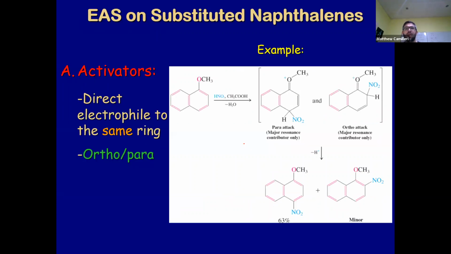Okay? Now, so then, if you have a substituted naphthalene, what happens? If you have a substituted naphthalene, something again must happen, because these items are going to be quite good when it comes to reactivity. So what will actually happen, and what do we do?